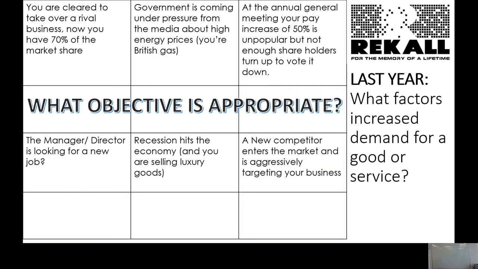You've got six situations there. It may be that more than one objective is appropriate. Might be that you think none of the objectives are appropriate, but have a little look at those different situations. You can do it in pencil first, so just cross out if there's enough space in your book to do this. I'm going to give you about 2 or 3 minutes to do that. And then we'll see what you've come up with.